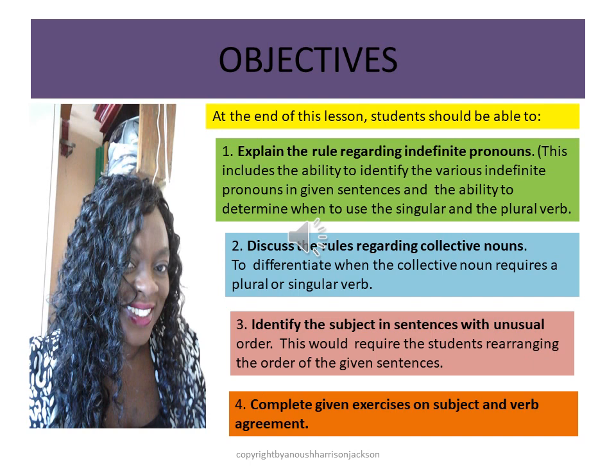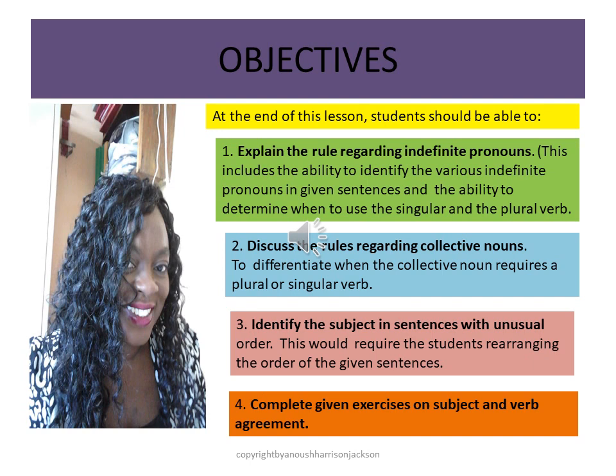The objectives of this lesson are as follows. At the end of the lesson, students should be able to: 1. Explain the rule regarding indefinite pronouns. This includes the ability to identify the various indefinite pronouns in the given sentences and the ability to determine when to use the singular and the plural verb.